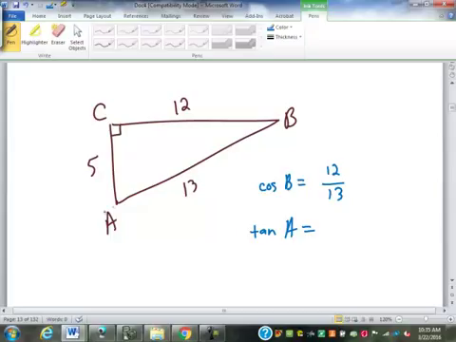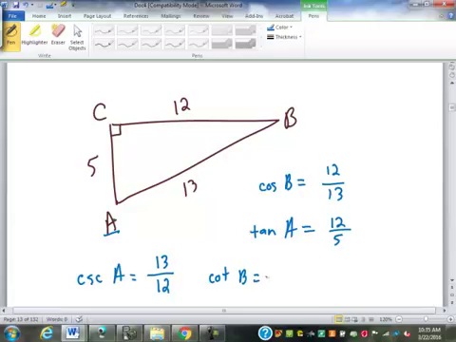Opposite over adjacent. So from angle A, what's the opposite? 12, and the adjacent? 5. You can just leave it as those fractions. That's just fine by me. What if I ask you to find the cosecant of angle A? Hypotenuse over opposite. So the hypotenuse is 13, and according to angle A, the opposite is 12. Very good. How about if I ask you to find the cotangent of angle B?